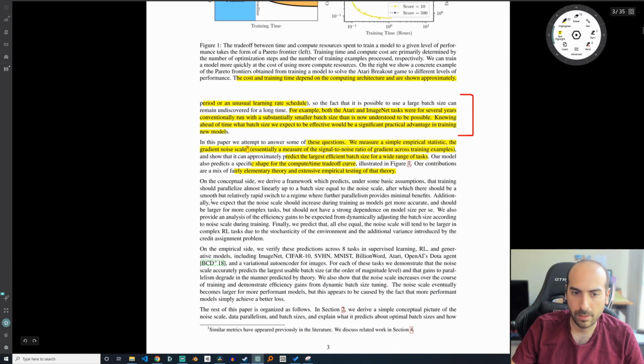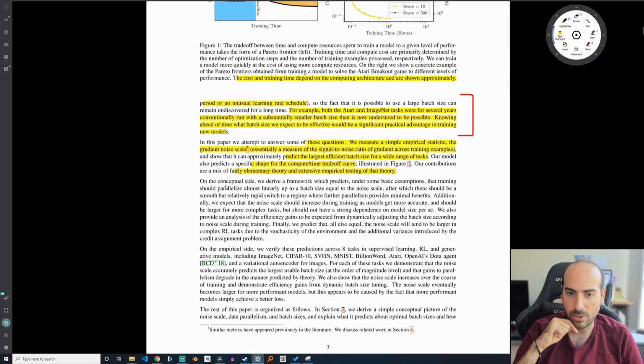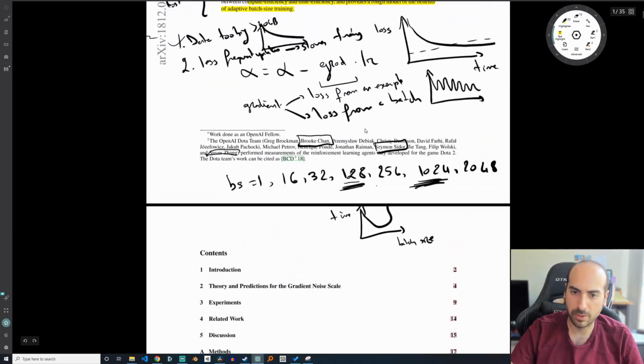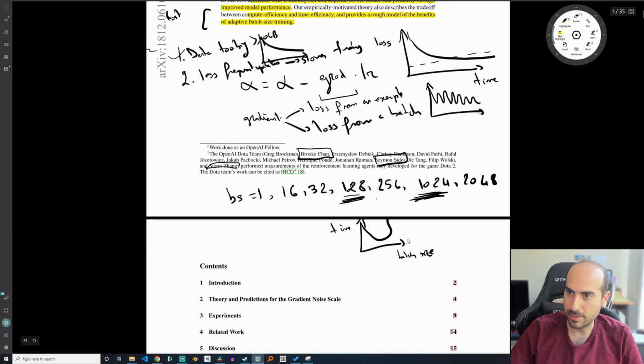All right. Should increase as models get more accurate. Then the noise. Okay. So on the conceptual side, we derive a framework which predicts under some basic assumptions that training should parallelize almost linearly up to a batch size equal to the noise scale, after which there should be a smooth but relatively rapid switch to a regime where further parallelism provides minimal benefits. Okay, yeah. So this is the diminishing returns curve that I showed here. Basically this is the gradient noise scale.